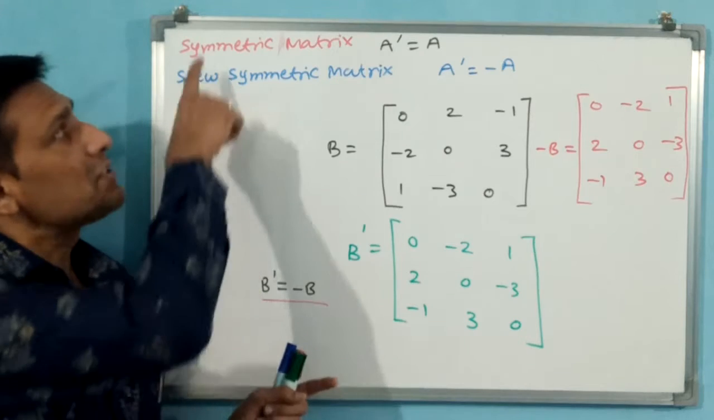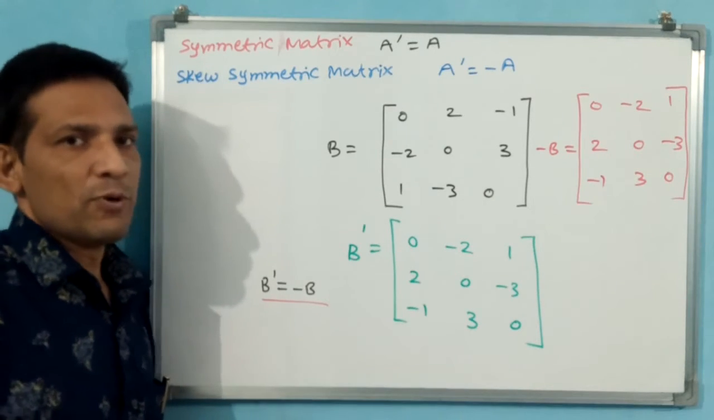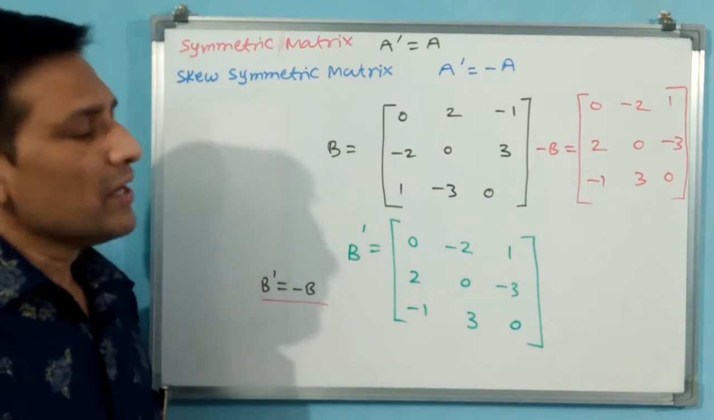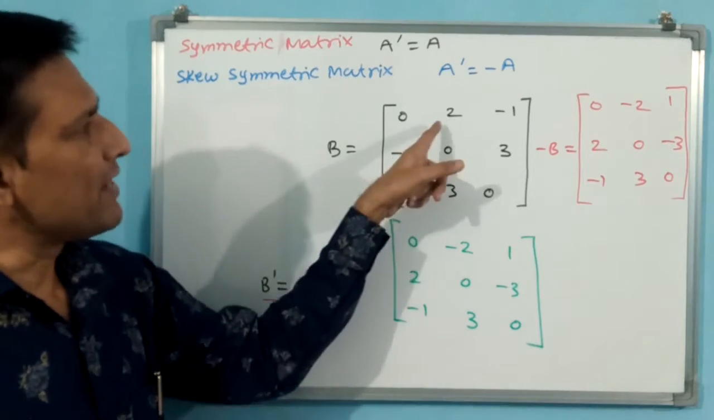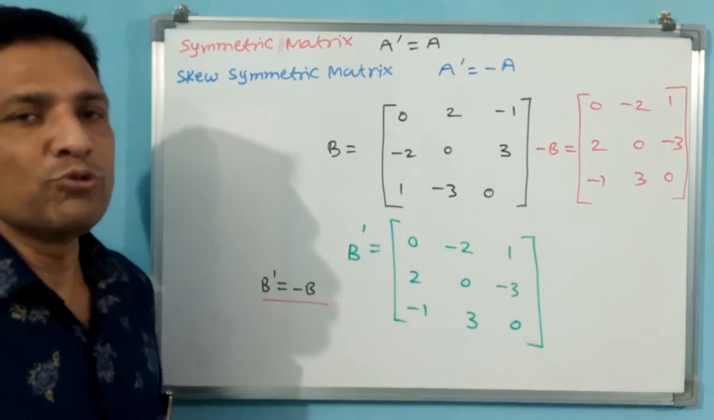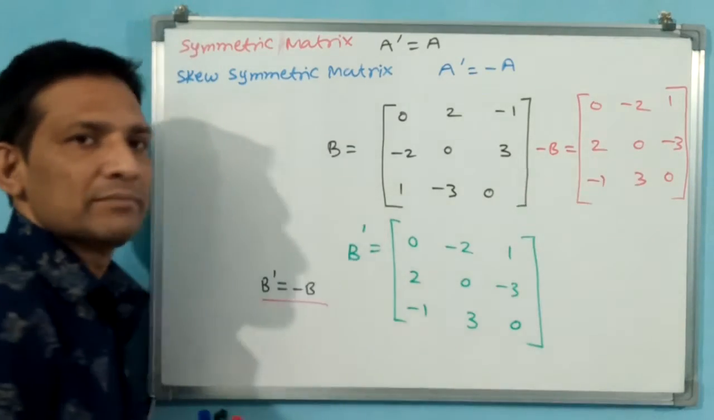But that is not the case for a symmetric matrix. Symmetric matrix diagonals may be anything, may not be 0. See what I am telling, I am constructing. In a square matrix, if the diagonal is 0 and all the remaining entries are opposite in sign, then that is going to be called a skew symmetric matrix. Why? Because even if you transpose it, minus B is going to come.